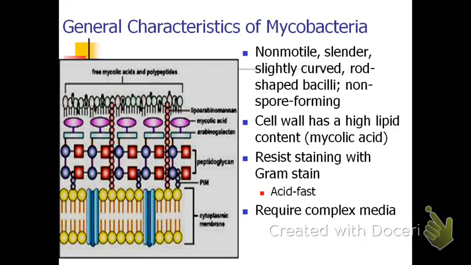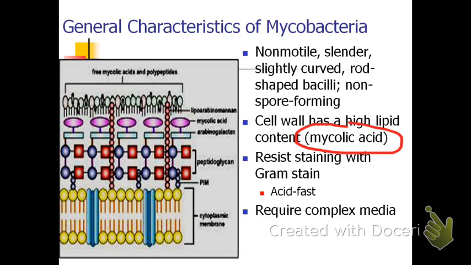So what would be the general characteristics of mycobacteria? Mycobacteria are non-motile, they are slender, slightly curved, rod-shaped, non-spore forming. One of the most important characteristics of mycobacteria is the presence of high lipid content known as the mycolic acid. Because of the presence of mycolic acid, it will be very difficult for us to stain mycobacterium using a gram stain. So, instead of using a gram stain, we will be using the acid-fast stain. Aside from that, it also requires complex media for us to cultivate them.